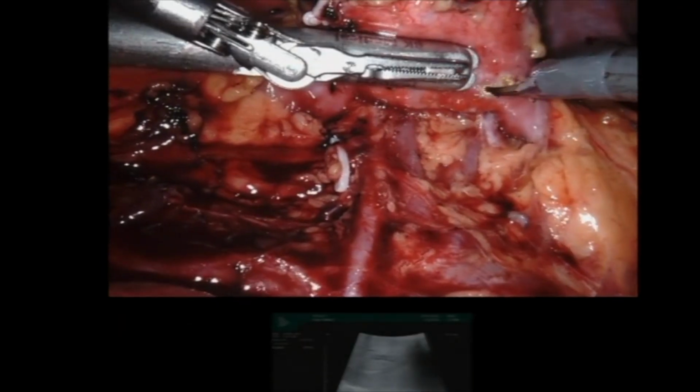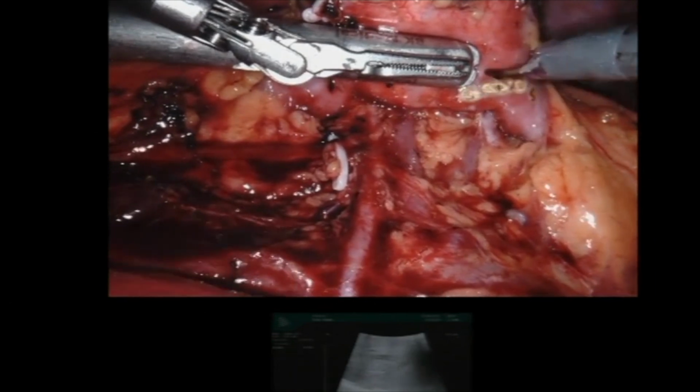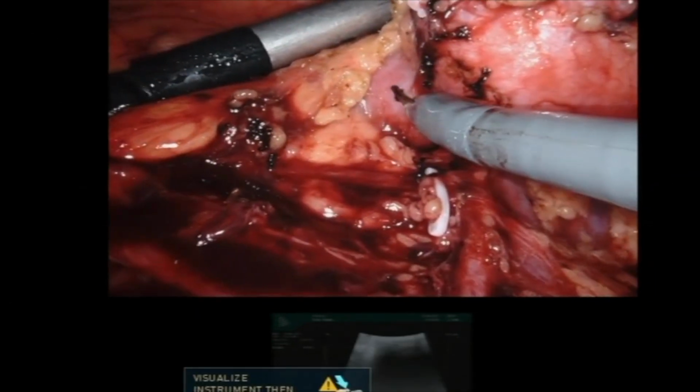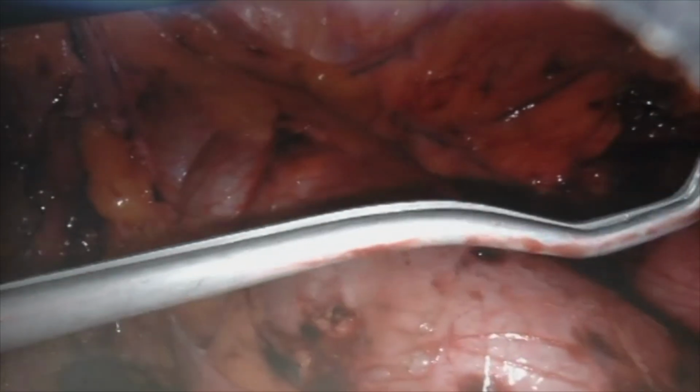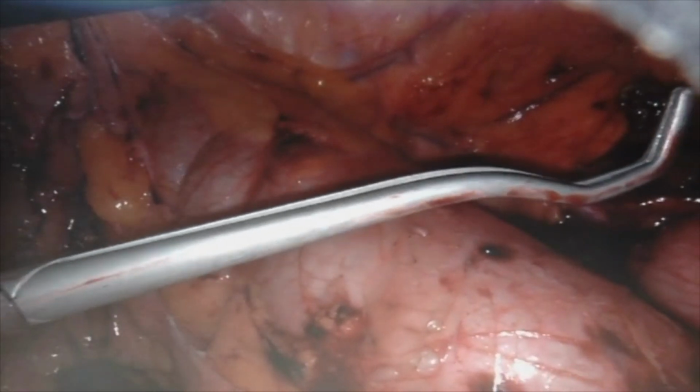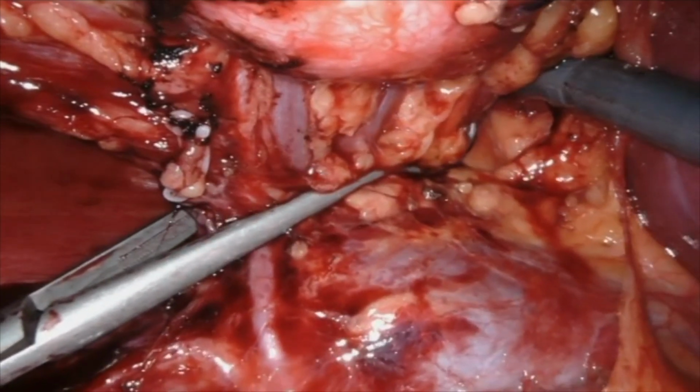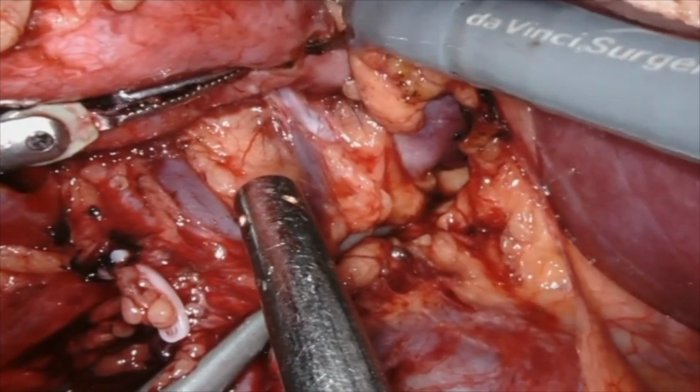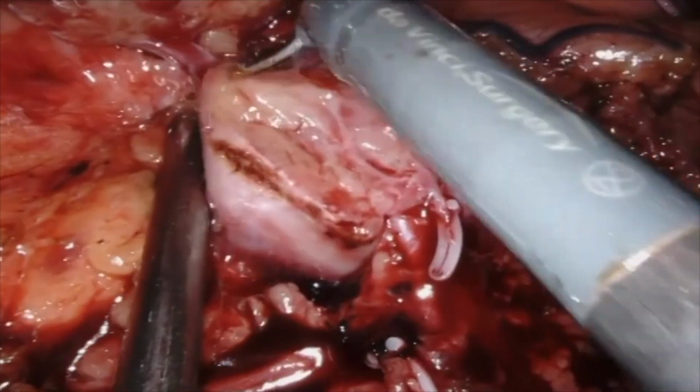Intraoperative ultrasound was used to mark the tumor. An additional port was placed and a Satinsky clamp was introduced to clamp the vessels. Resection of the tumor was then carried out.